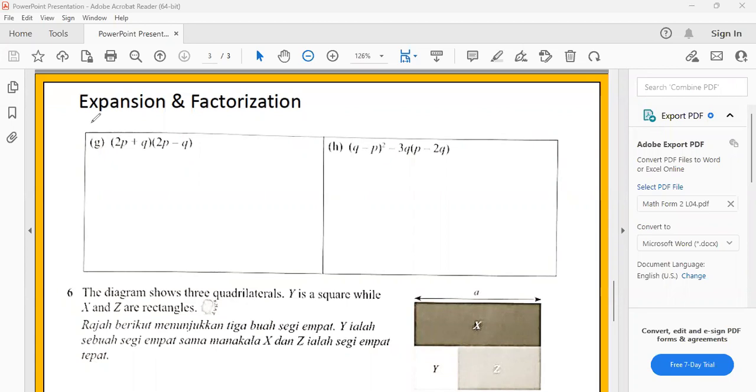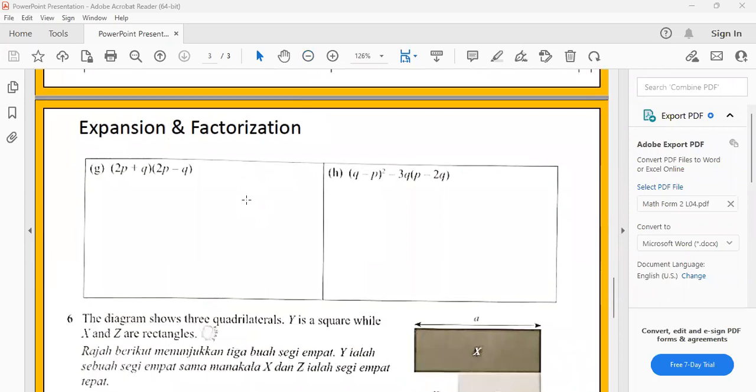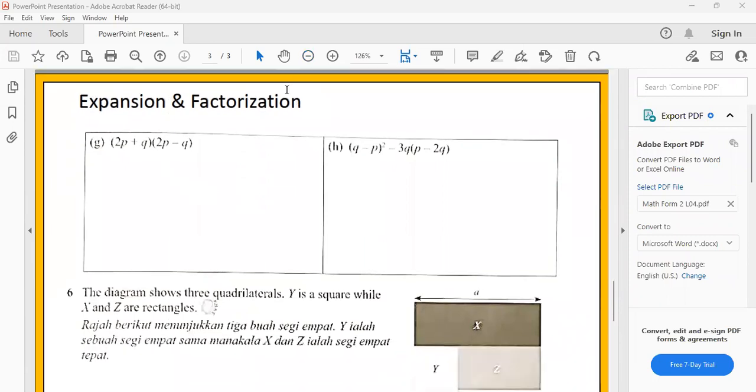This is our Form 2 class, Maths. So we are looking at this module, expansion and factorization, okay? And page 3 on it, where question G is asking us to expand.